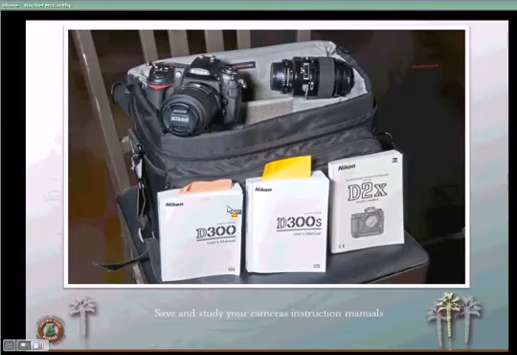Now, one of the things when you do decide on what camera to buy and you pick one up is make sure you save the instruction manual and study it. Like I mentioned earlier, there's dozens of different manufacturers, dozens of different camera models for each manufacturer, and they're all a little bit different.